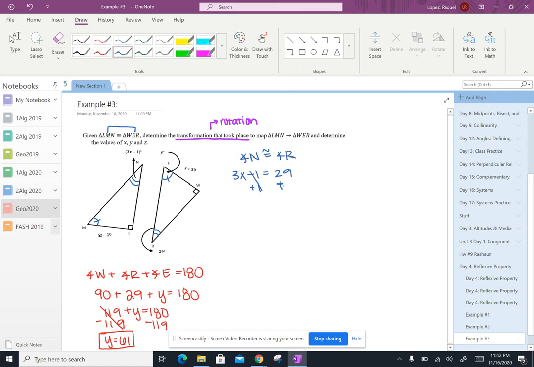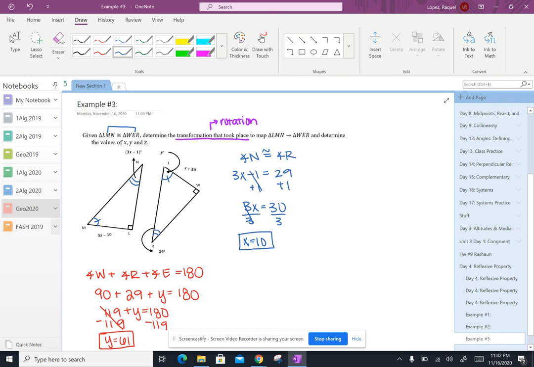Now I'm going to add 1 to both sides to start solving for x. Divide both sides by 3. And we get that x equals 10. So I've solved for x and I've solved for y. The last thing we need to solve for is z. And it looks like we're using segment lengths for z.